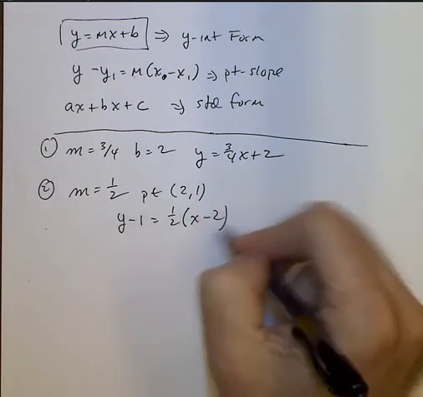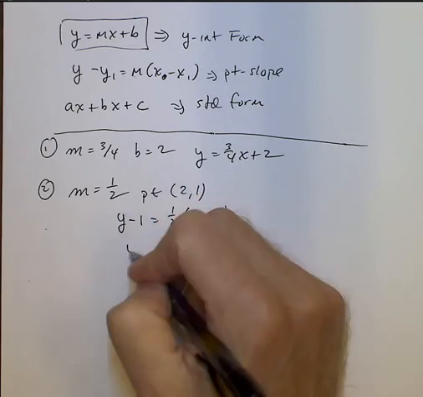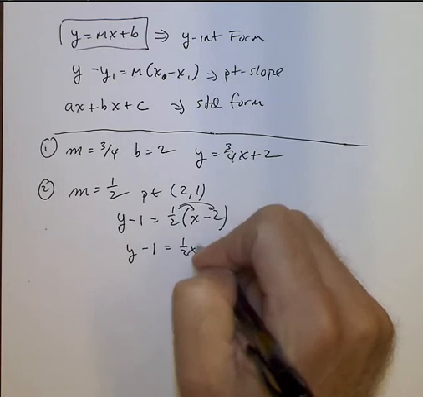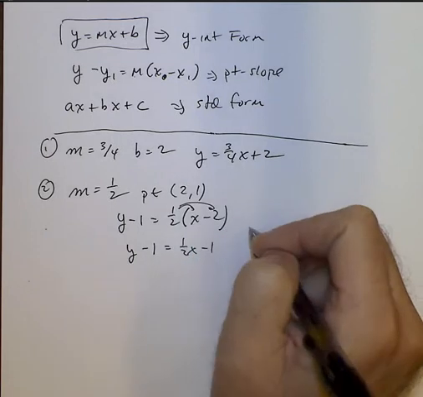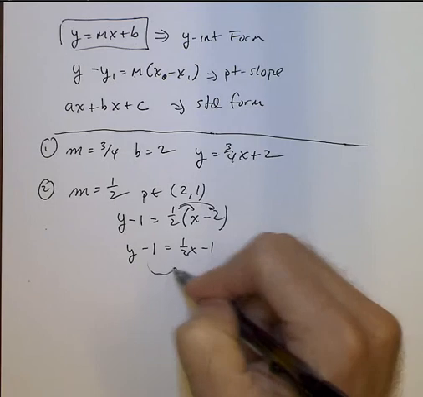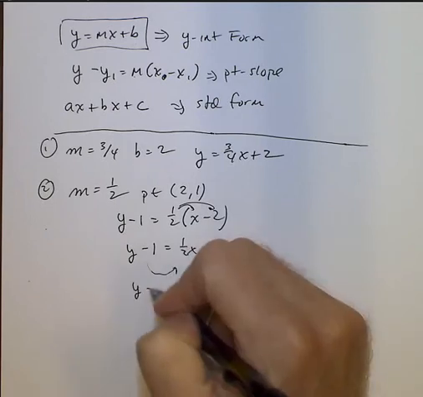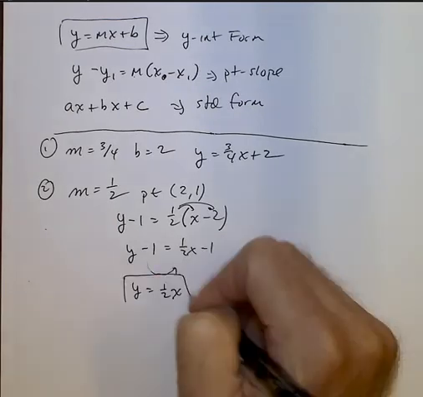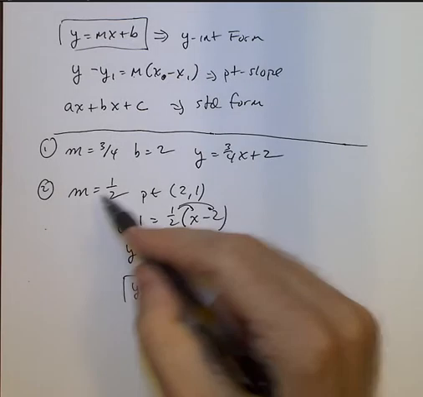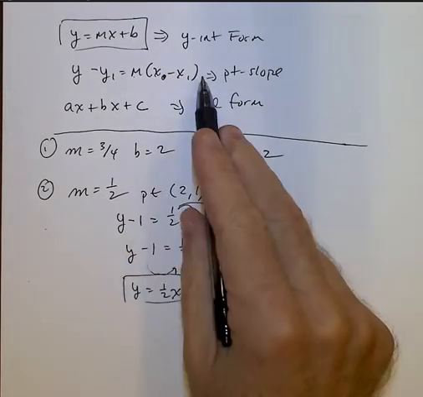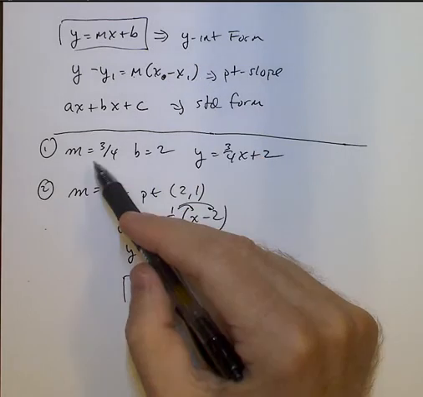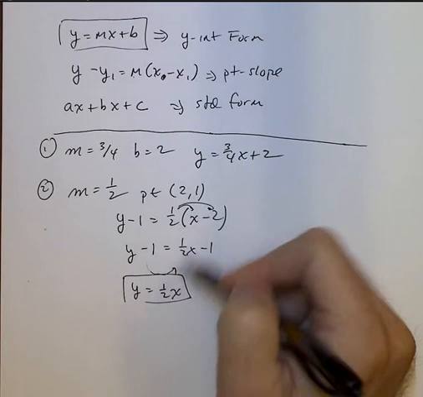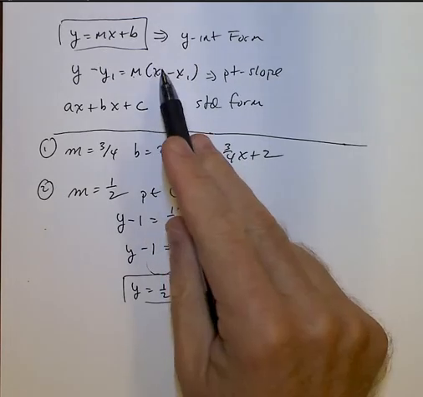That's just using algebra. y minus 1 equals, let's distribute the 1/2. We get 1/2 x minus 1. Now let's move the negative 1 over. And we get y equals 1/2 x. And when we move this one over, we get 1 minus 1 is 0. So that's actually your answer. So when you're given a point and a slope, use the point-slope formula. When you're given the slope and the y-intercept, use the y-intercept form. But ultimately, your answers are going to go in y equals mx plus b form when you're done, unless I ask for you to put it in standard form.